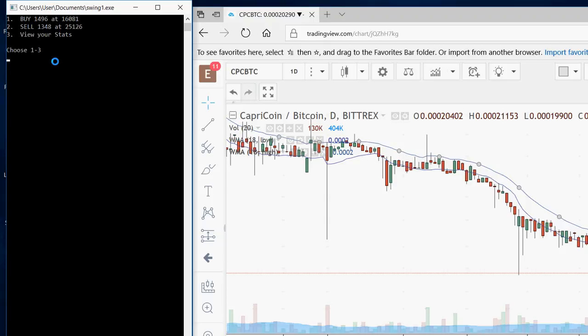But 25 doesn't hit. It goes down below 16. So that 16 is going to buy. So now we're waiting for 12 or 20 after that. Well, the 20 hits.